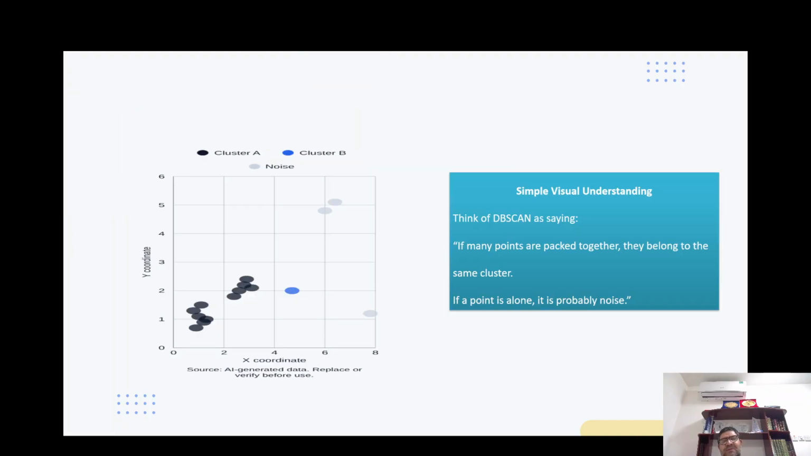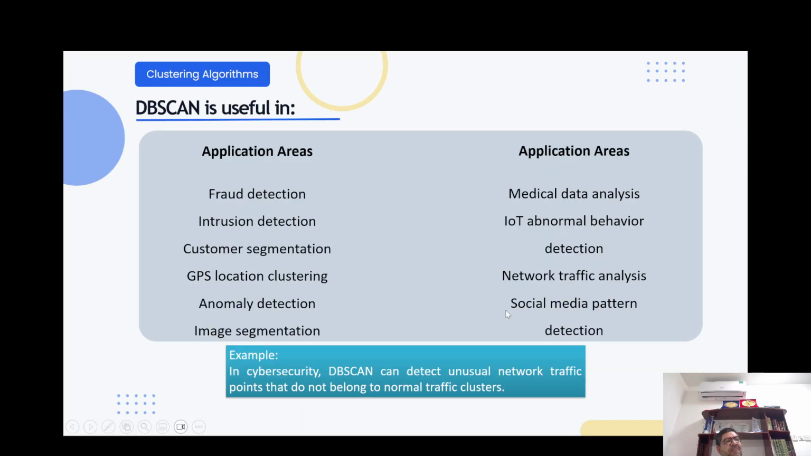This is a simple visual understanding of DBSCAN. If many points are packed together, they belong to the same cluster. You can see here that these black points are the clusters. This is a cluster, this is a cluster, and these are outliers or noise. If a point is alone, it is probably noise. So this is noise, this is noise, these are all noise.